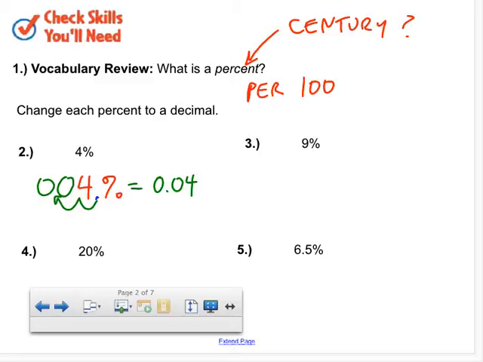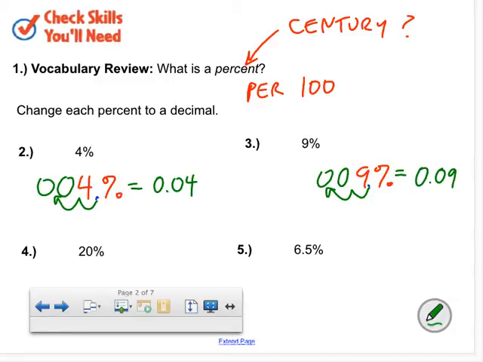Okay, so for number 3, who can walk me through number 3? Who's got the answer for number 3? Chin, what's the answer for number 3? Very good, it's 9 hundredths. So if we have 9%, we know where our decimal is, so this is very similar to Alexis's problem. And we're going to move our decimal 2 places to the left. 1, 2. And that gives me 0.09. Okay, any question? Are we good?